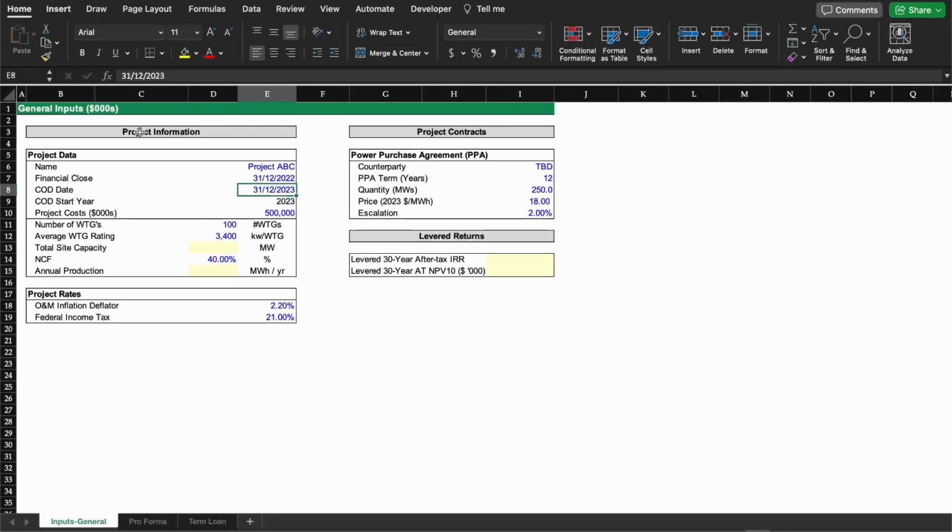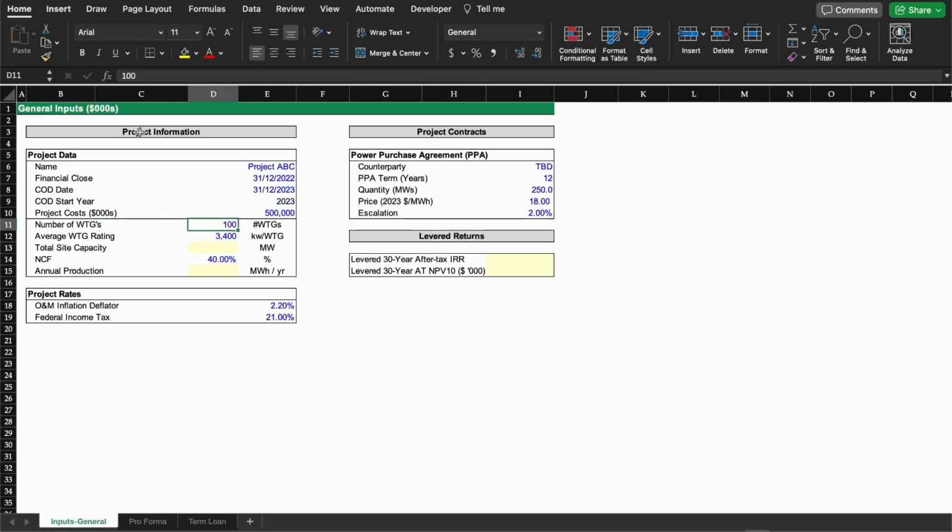Let's see, it's a bit weird because here the COD is the last day of the year. So apparently the COD should be 2024. Actually, I would add 1 day in here just to make things easier, right? Project cost, $500 million. Okay, so it should be quite a big project.